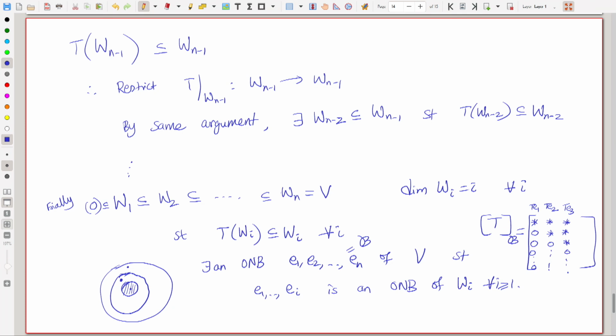Finding a flag of T invariant subspaces. Okay, so let us see.